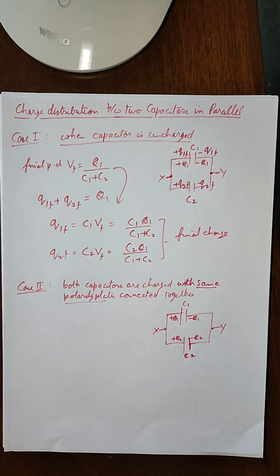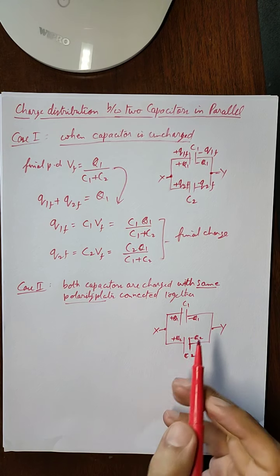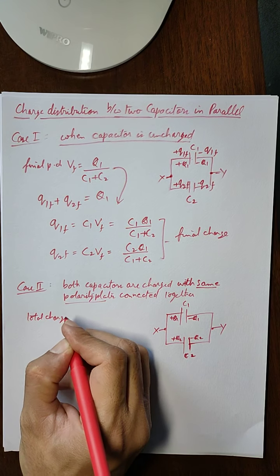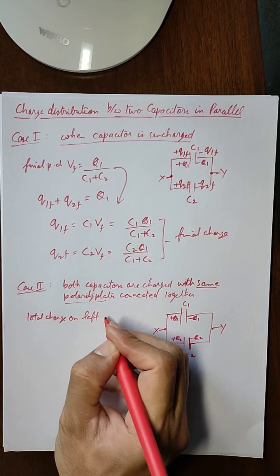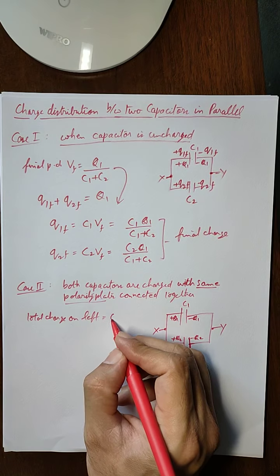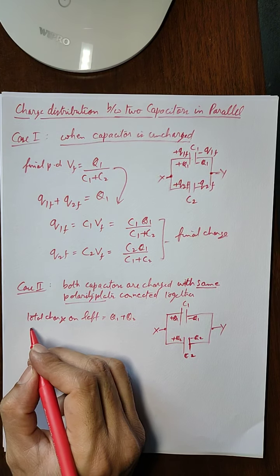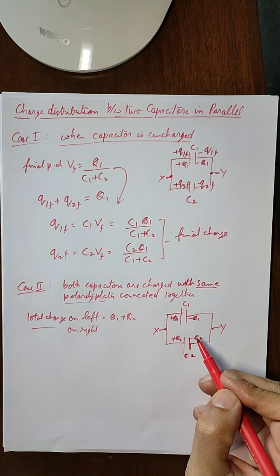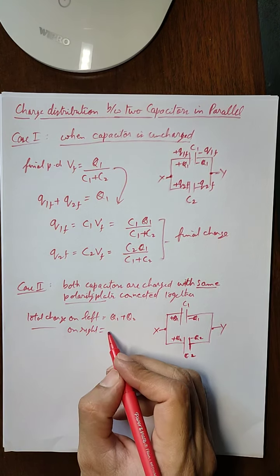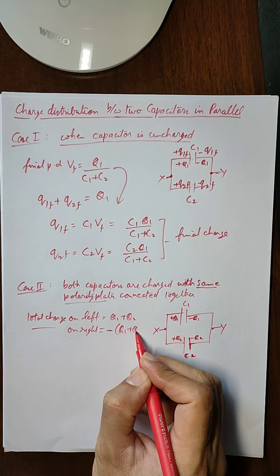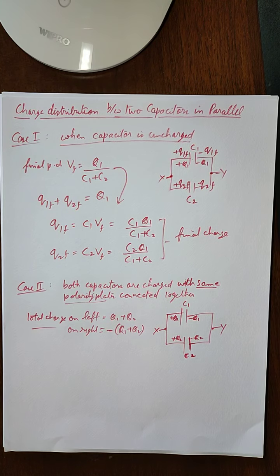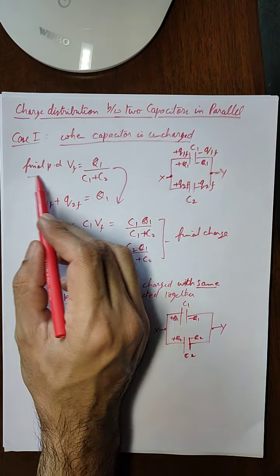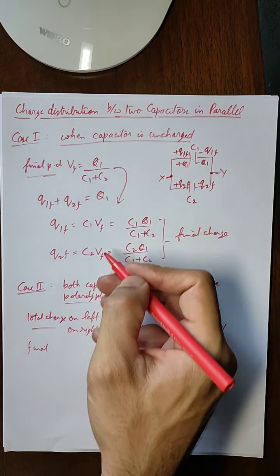So now as soon as this is connected, the total charge on the left side will become equal to Q1 plus Q2, and similarly the total charge on the right side of the capacitors will become equal to minus of Q1 plus Q2. So for the final potential difference, just as we calculated here, again we will apply the same steps.